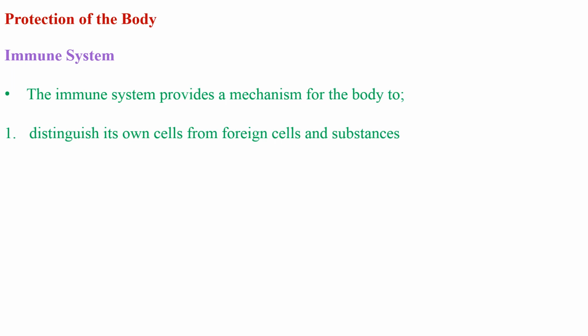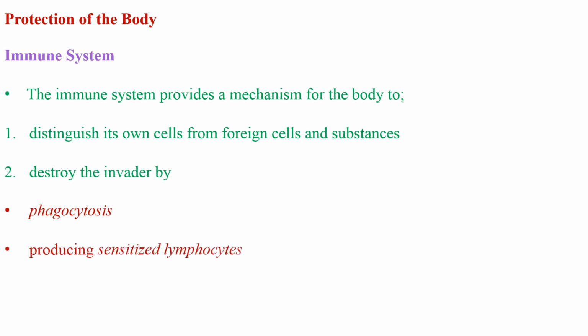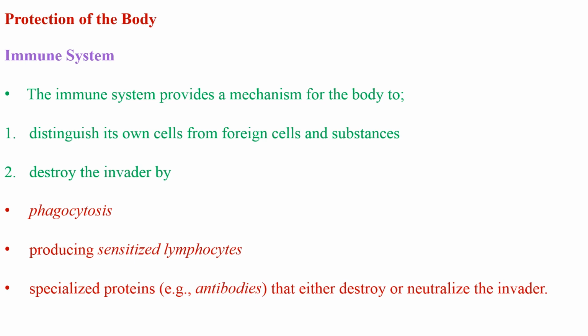Once foreign substances are detected, the immune system destroys the invader by phagocytosis or by producing sensitized lymphocytes or by specialized proteins, for example, antibodies that either destroy or neutralize the invader.